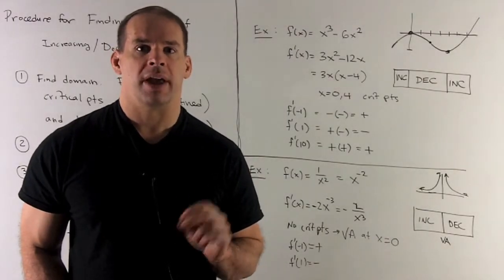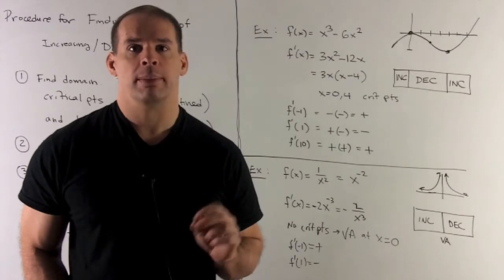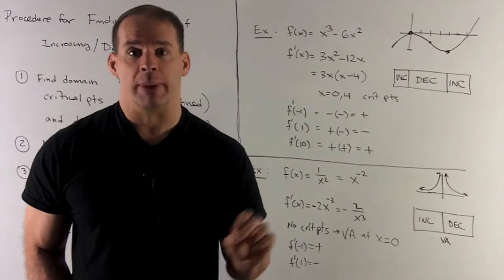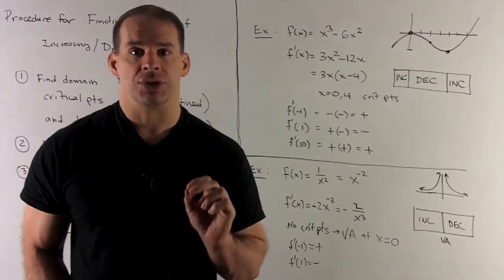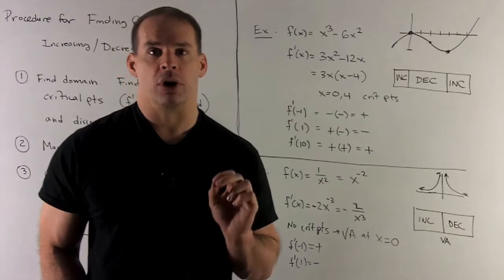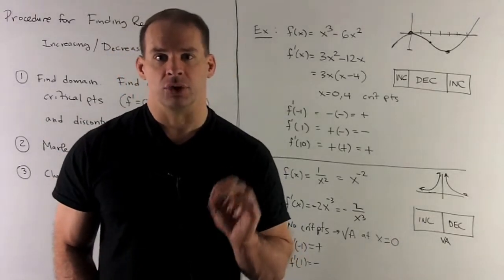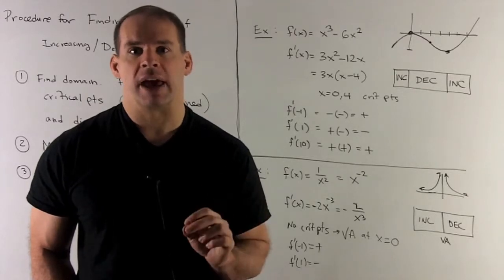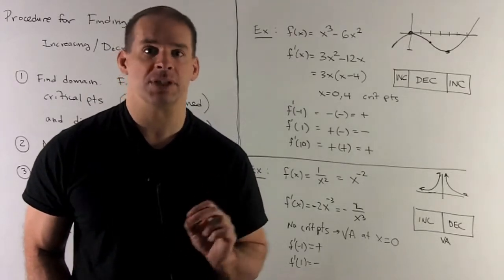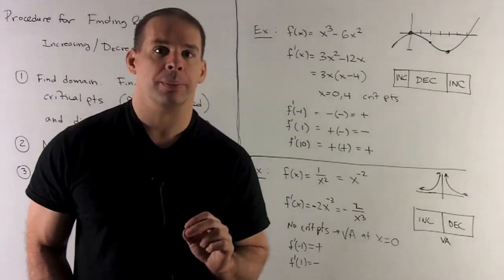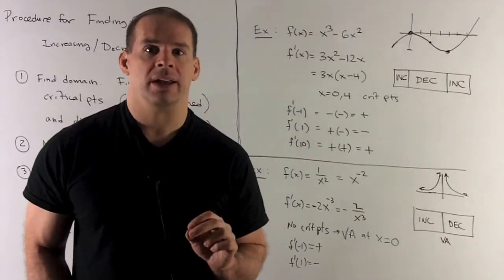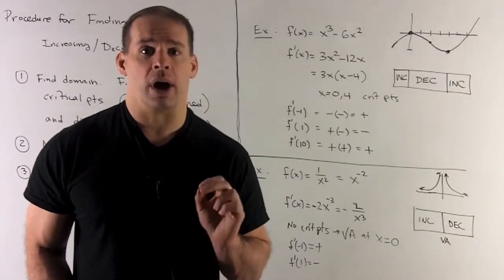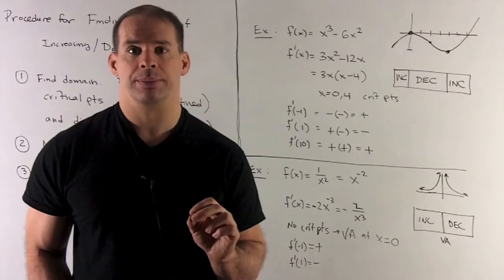My first example, f of x equals x cubed minus 6x squared. This is a polynomial, so its domain is all real numbers. So we're going to take the derivative and look for critical points. Take the derivative, I get 3x squared minus 12x. I factor that, I get 3x times x minus 4, and I set that equal to 0. So we'll have critical points at x equals 0 and x equals 4. These are going to be critical points where there's a horizontal tangent line.